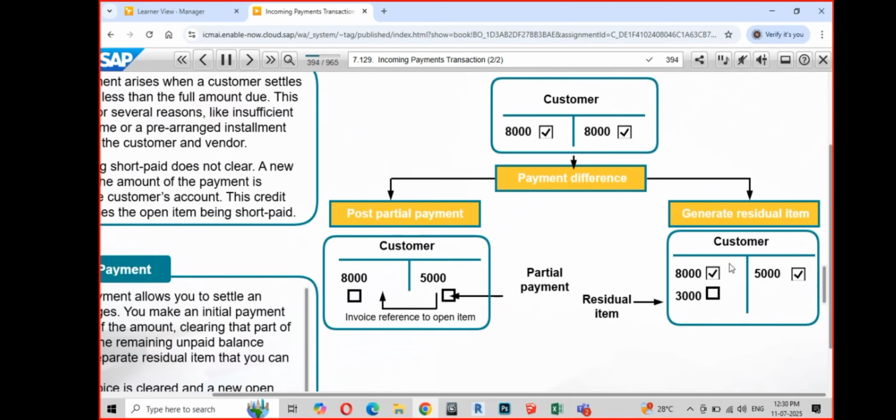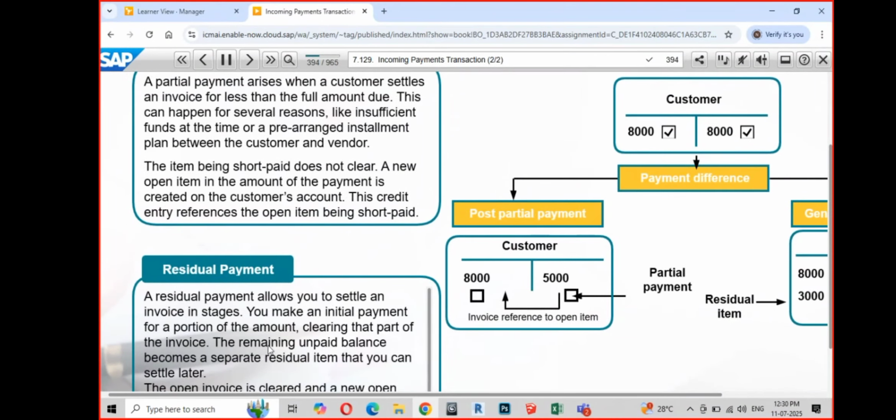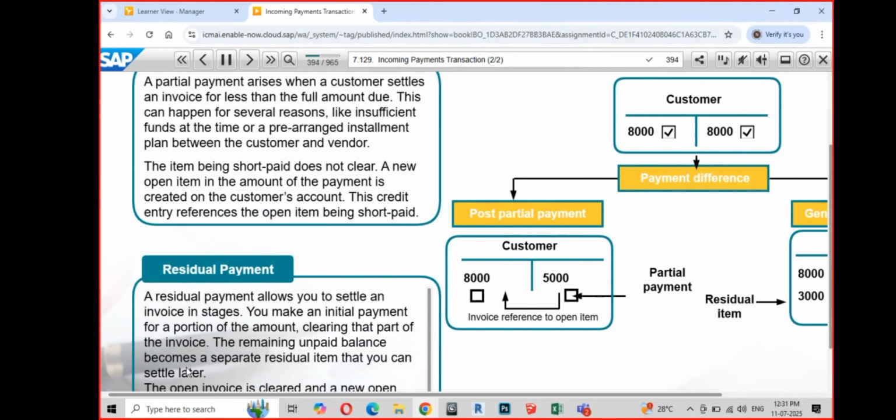Whereas in the case where the residual methodology of your installments is concerned, the 8,000 and 5,000 both do not appear in your statement. Only 3,000. When you take an outstanding balance of the specific customer, only the 3,000 rupees will be shown. The current open item will only be shown. The remaining unpaid balance becomes a separate residual item, and this will be the only item reflected.